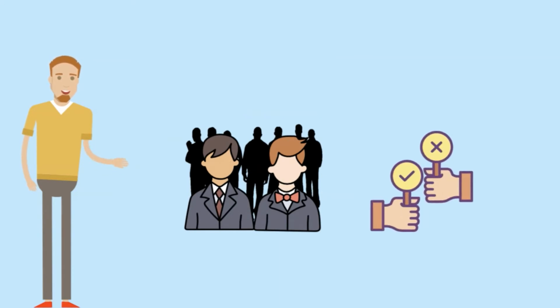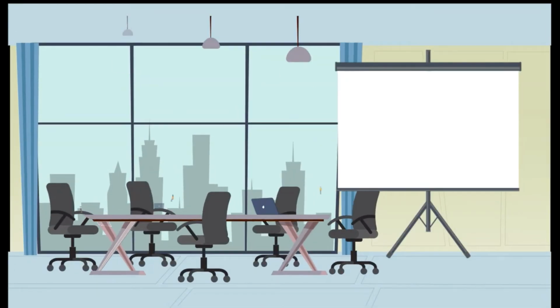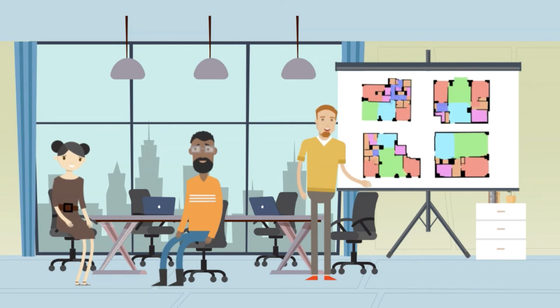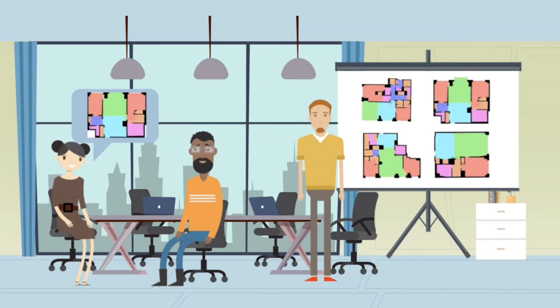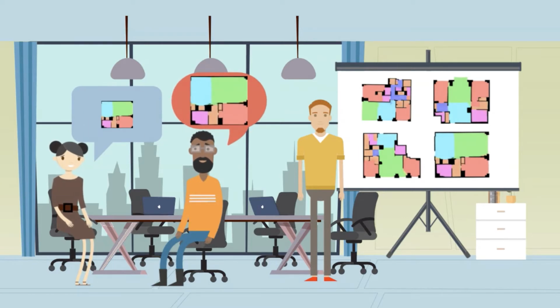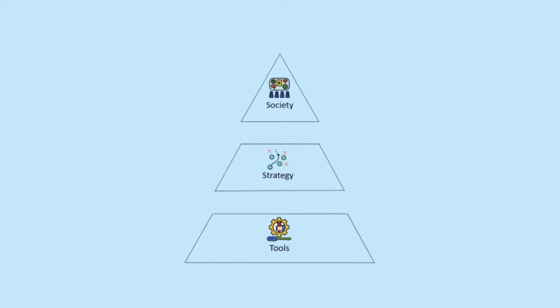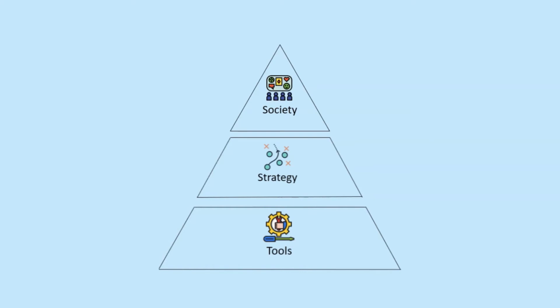For example, after the floor plans are generated by the generative design software, Phil is required to present the generated floor plans to a client for decision-making on which design best suits the project's requirements. Finally, let's look at the last three categories of tools, strategy, and society.